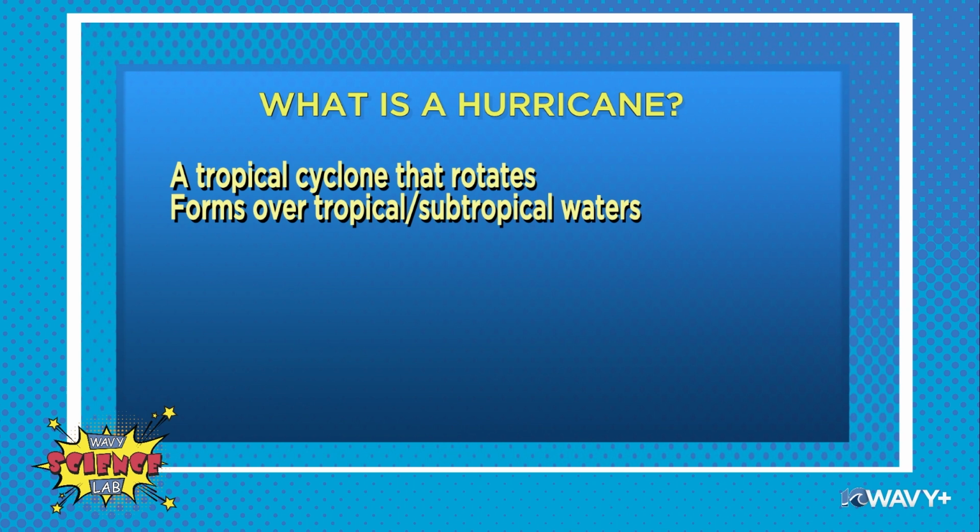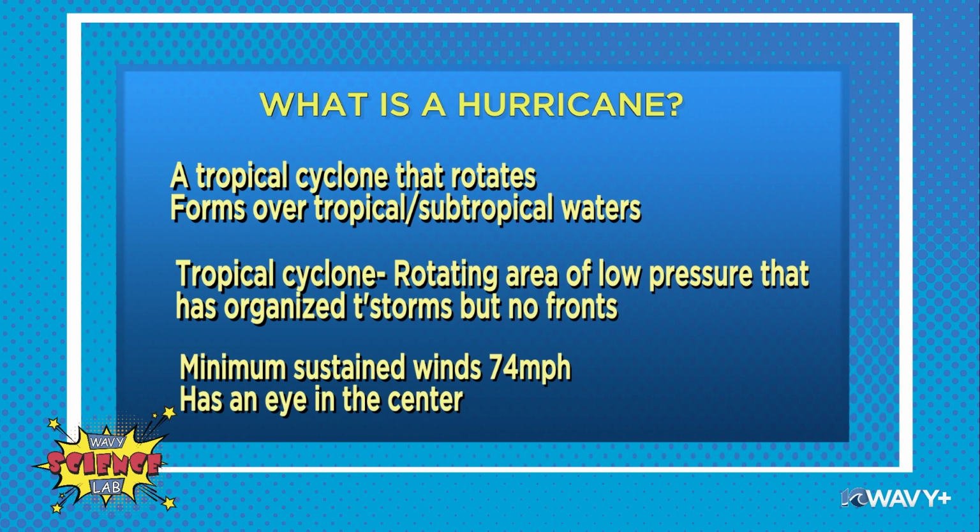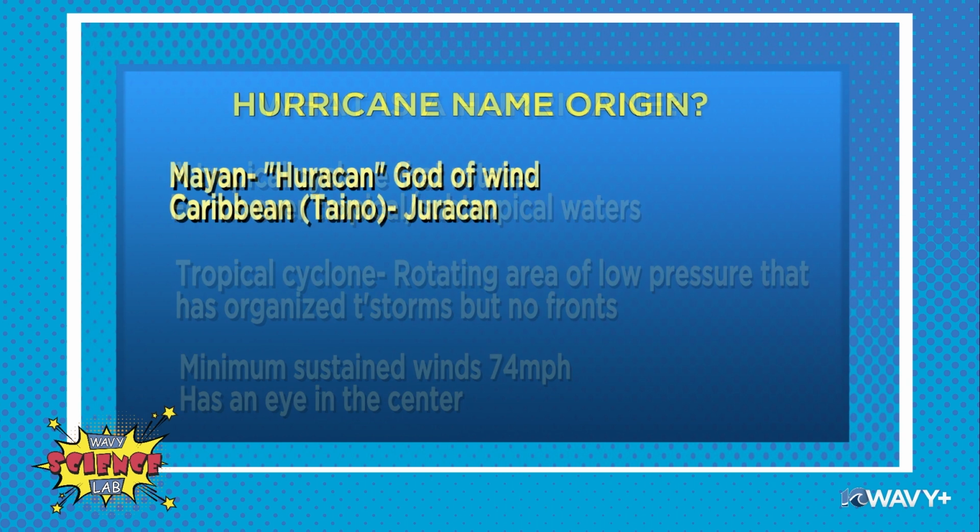So a hurricane is a tropical cyclone that rotates and forms over the tropical or subtropical waters. And a tropical cyclone, we'll back it up more, is a rotating area of low pressure that has organized thunderstorms, but no fronts. So it's this big cluster of thunderstorms, and it all spins counterclockwise in the northern hemisphere, and it's an area of low pressure. So it doesn't have any fronts. Otherwise, it's a subtropical low or post-tropical. Minimum sustained winds 74 miles an hour, and the eye has a center.